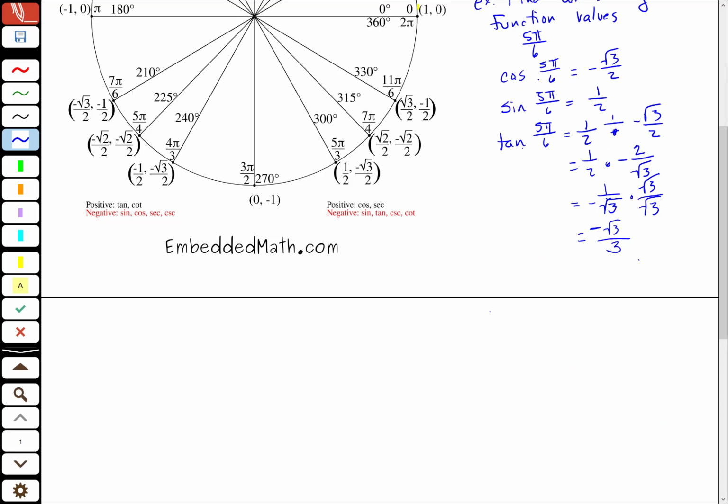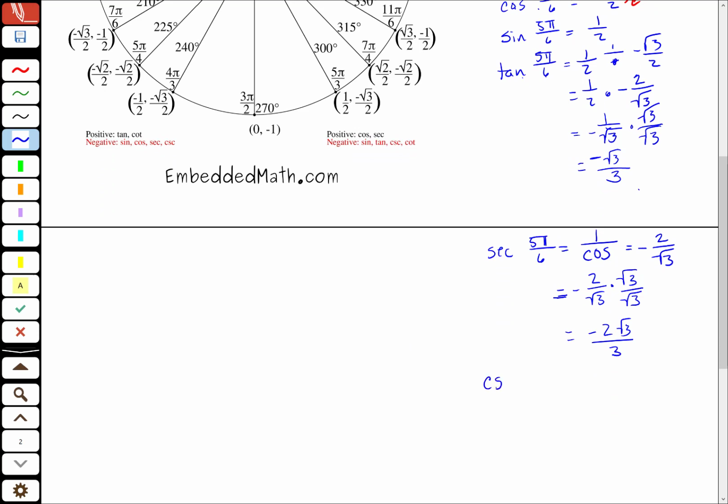Okay, now I need to find, let's say, secant of 5 pi over 6, which is 1 over cosine. So it's the same thing as going back up here to cosine and flipping the denominator up to the numerator and the numerator down to the denominator. So this will be negative 2 over the square root of 3, this reciprocal relationship. So again, I have to rationalize this. So multiply by the square root of 3 over the square root of 3. So I get negative 2 square roots of 3 over 3 as the secant value.